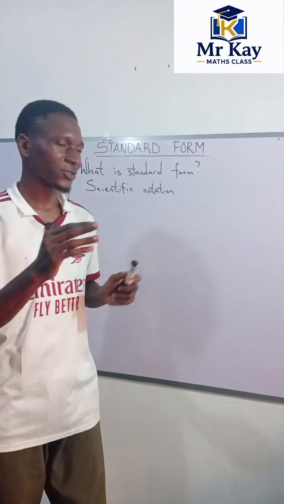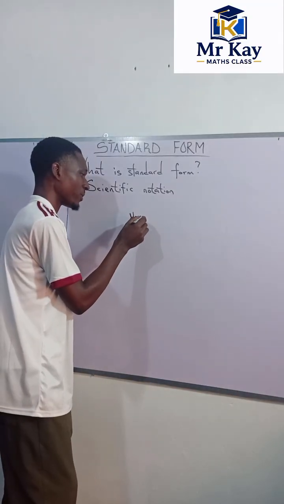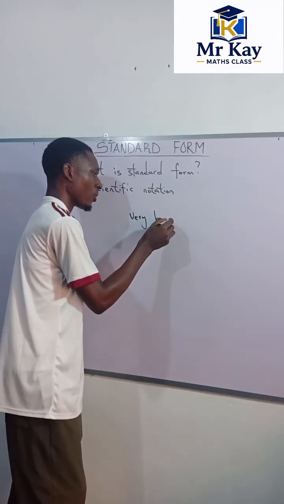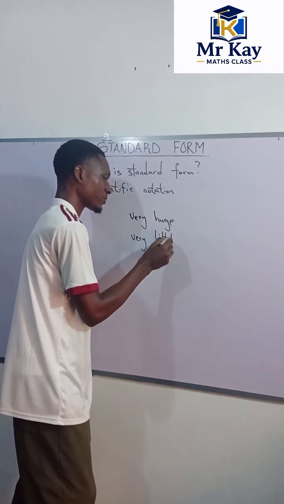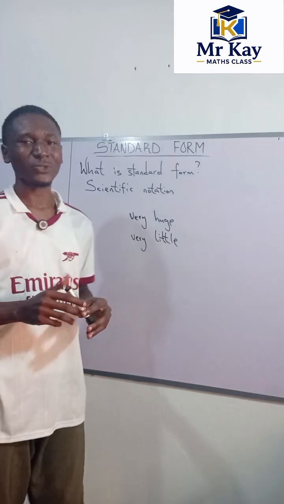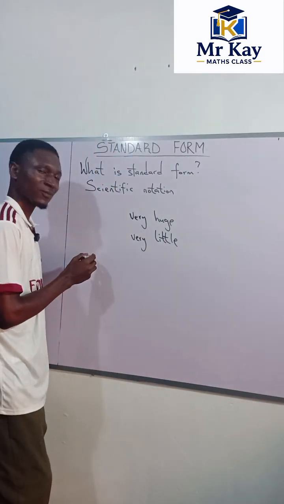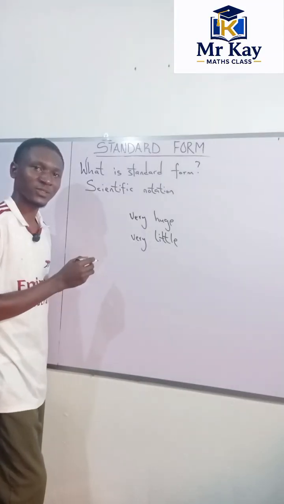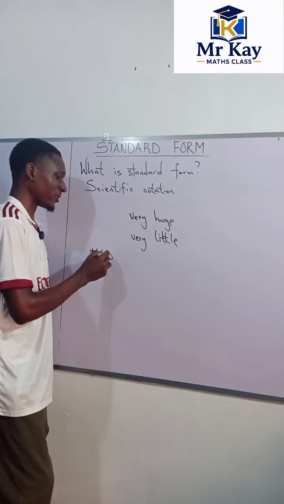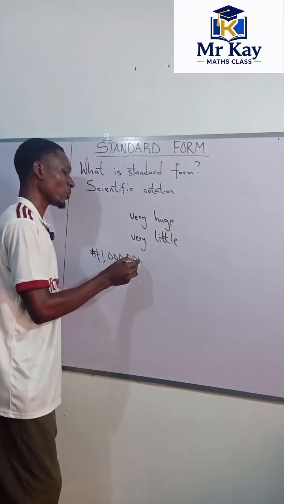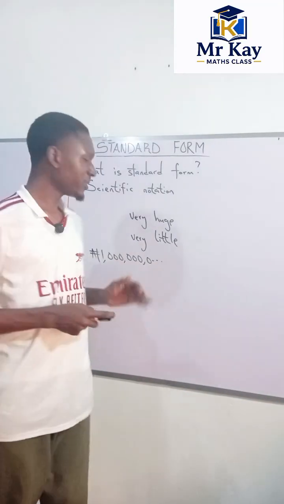Now, there are some keywords that you're supposed to understand there. Very huge amount of number, or very little. If a number is too big, for you to write it is going to be difficult. For example, I ask you to write 1 trillion naira. You write your naira sign and you start writing 1 trillion. You are going to see that you are going to write so many zeros before you write trillions. This is a very huge number.